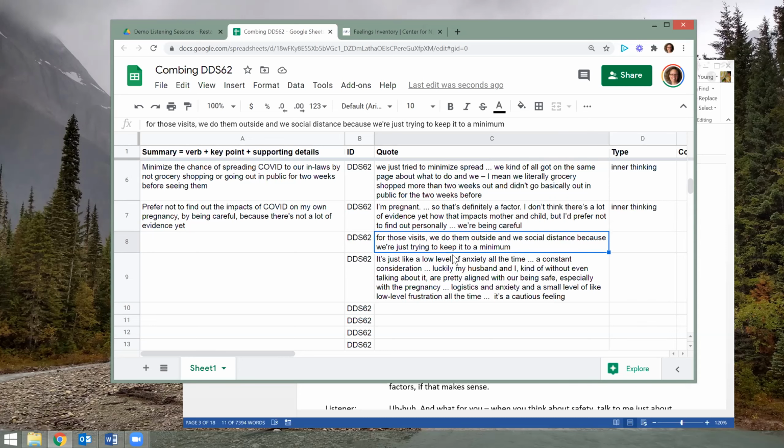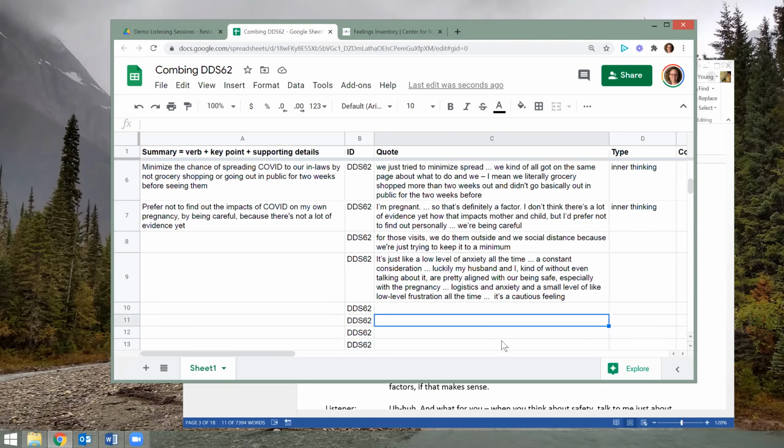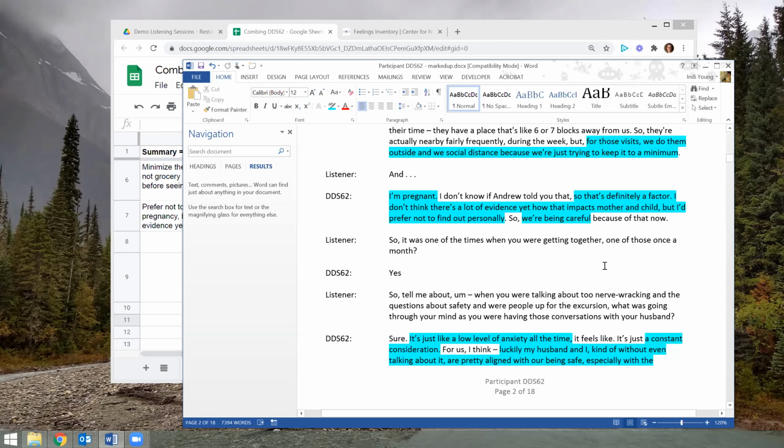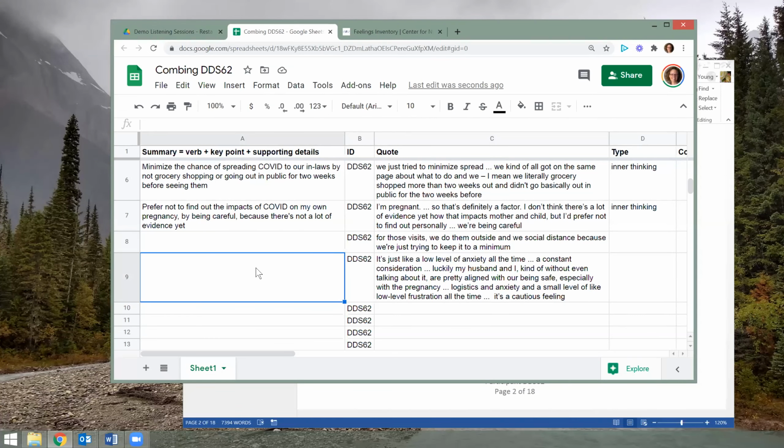So now we've got the low level anxiety, constant consideration. Husband and I are, even without talking about it, pretty aligned, especially about the pregnancy, logistics, anxiety, low level frustration. It's a cautious feeling. What was that question again? That was having conversations with your husband. So this is pretty generalized.